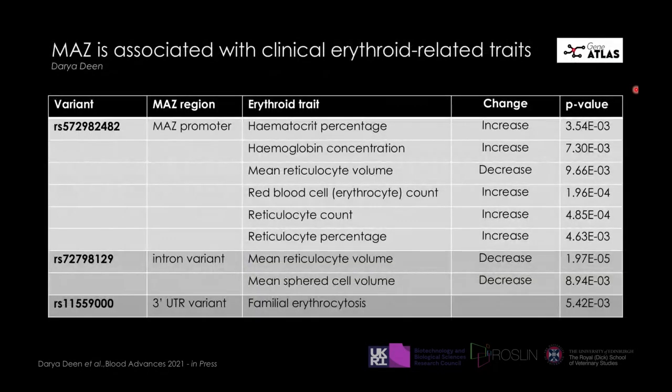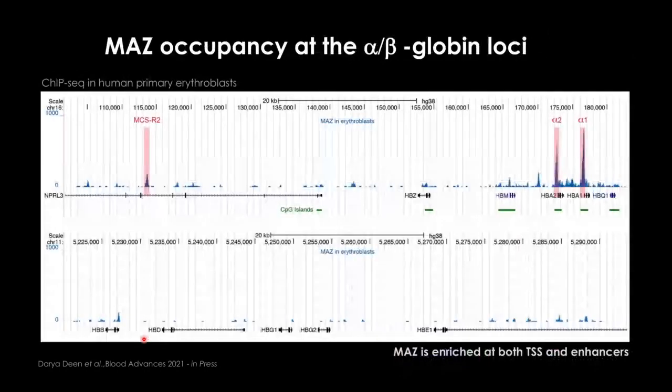Thankfully, because of the beautiful work of one of our scientists here in Roslin, Albert Teneza, who generated this gene atlas database, Dasha, my postdoc, has been looking at the gene atlas, and we found 3 different variants of MAZ associated with erythroid traits, which really emphasizes further the involvement of MAZ in erythropoiesis. So thanks again to Albert for this beautiful resource.